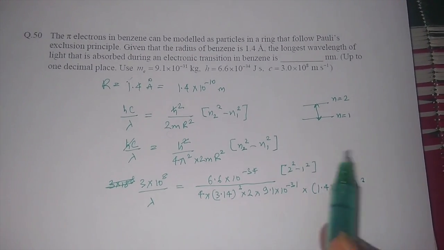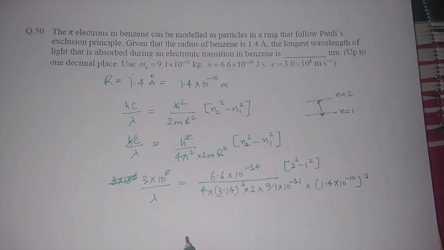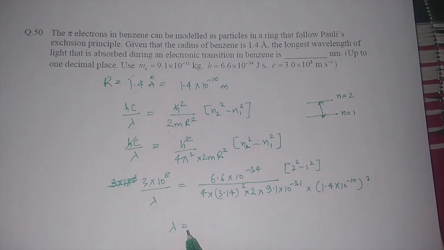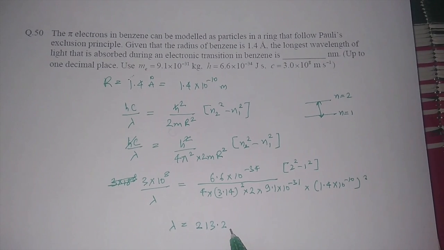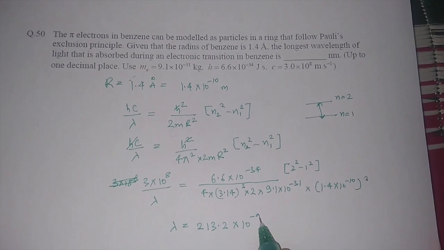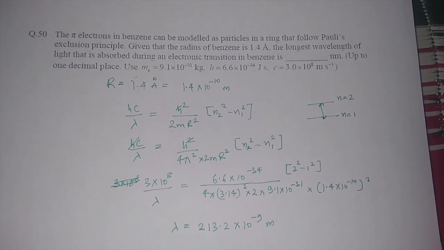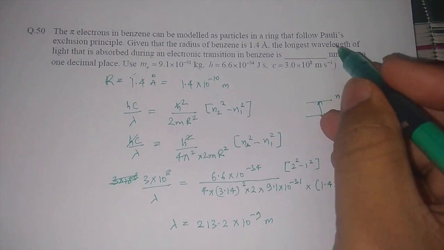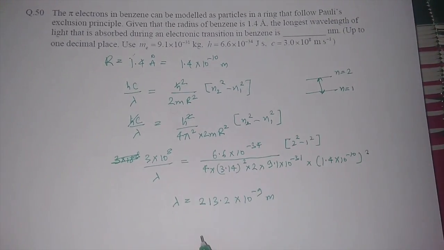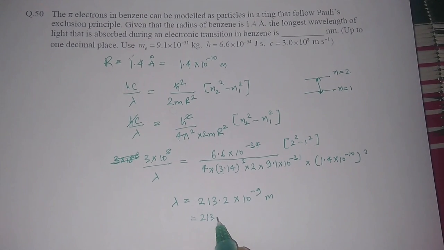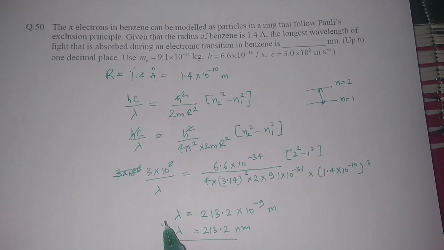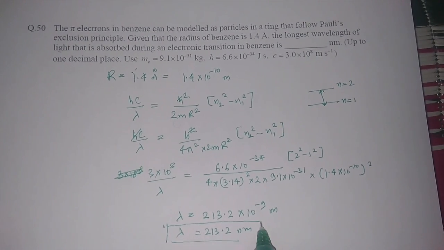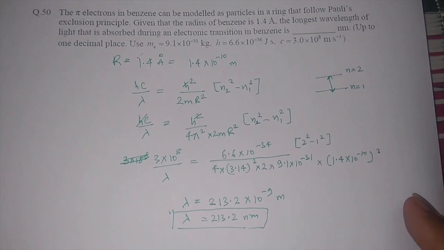When you solve all these things correctly, you will get lambda equal to 213.2 into 10 to the power minus 9 meter. Now it is in meter, and you have to express the answer in nanometers. So your answer will be 213.2 nanometer, and you just have to give the answer up to 1 decimal place. So this will be your correct answer.